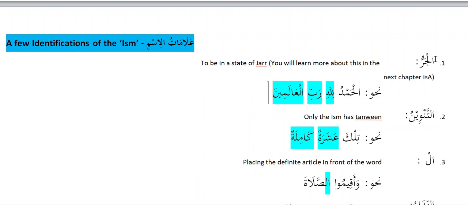So if a word is in a state of jar, that's a big giveaway that it's an ism, because only the ism will ever be in a state of jar. We have four states and we will learn those later. But states like states of words, not like New York or South Carolina. The words have four states in Arabic language. I'll just name them for you. We call them al-rafu, al-jarru, al-nasbu, and al-jazmu.